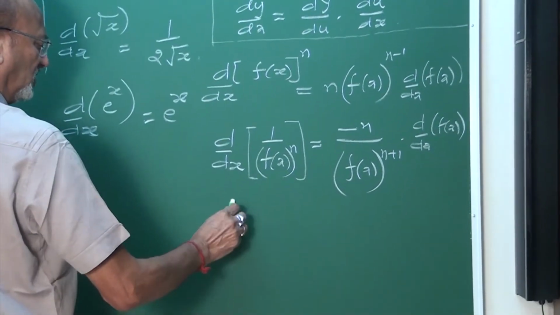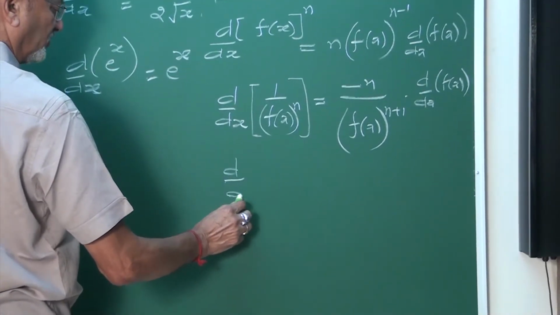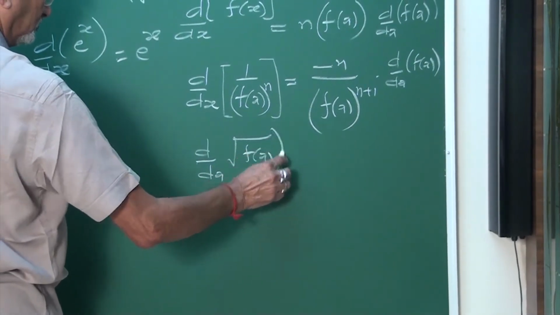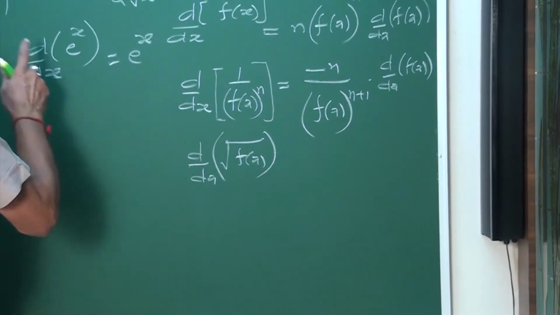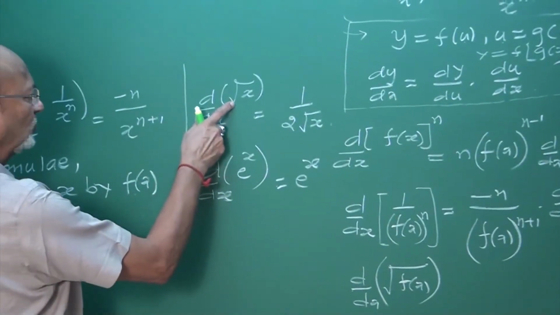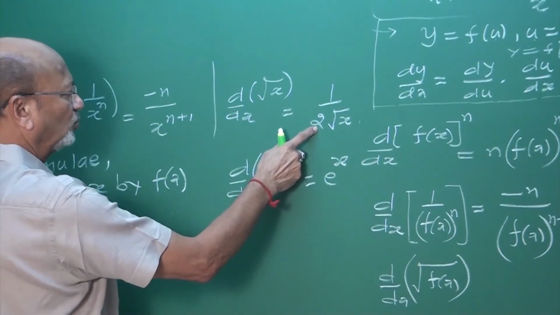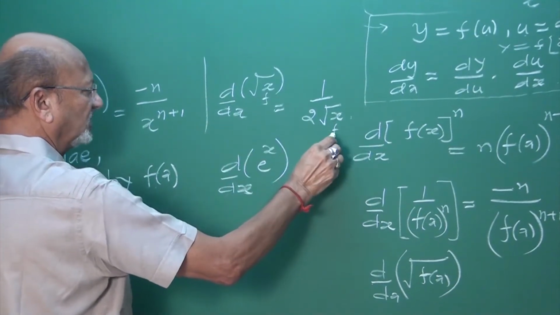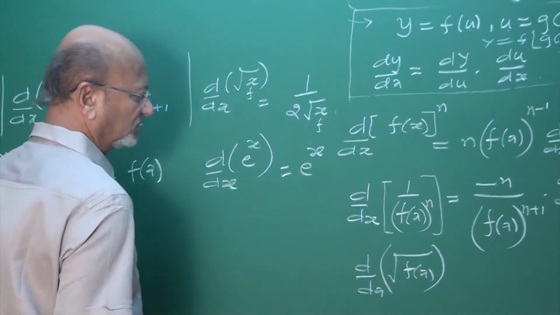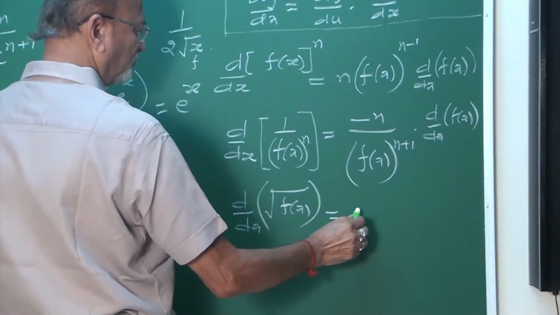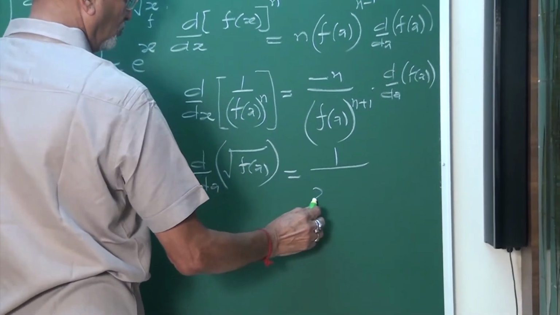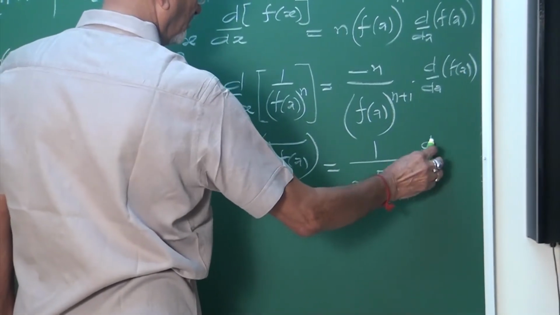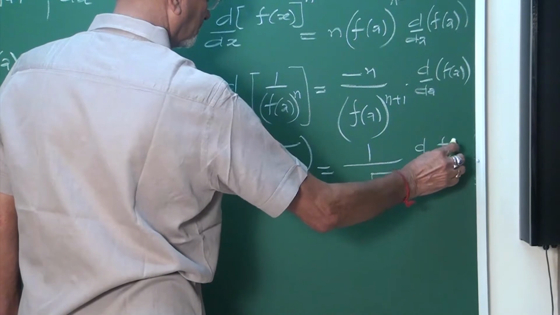Third one, d/dx of root f(x). My friend, you have written 1 upon 2 root x for root x. Replace your x by f(x). This is f, this is f. When it is f, you have to write its derivative. So this is 1 by 2 into root f(x) into d/dx of f(x).